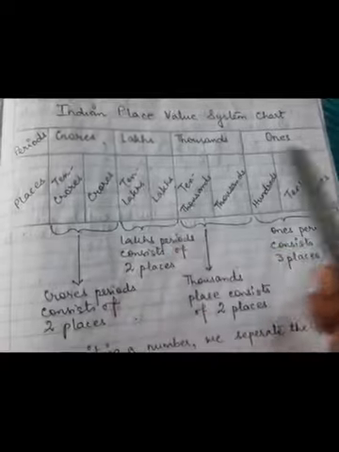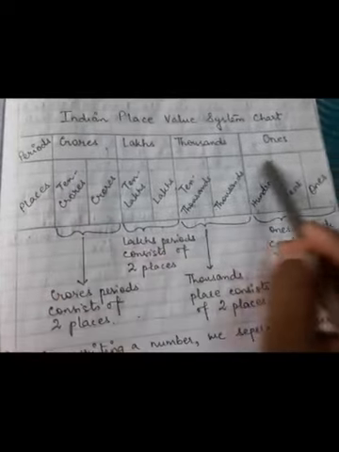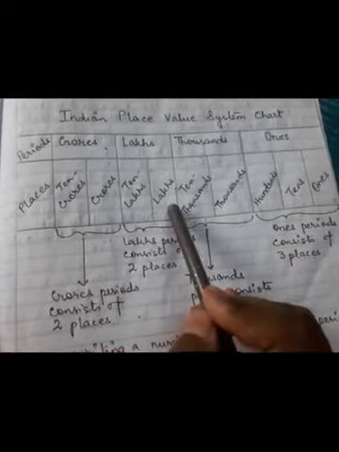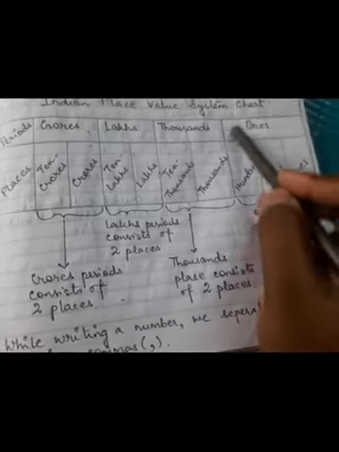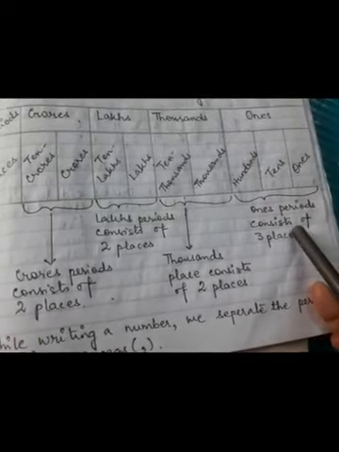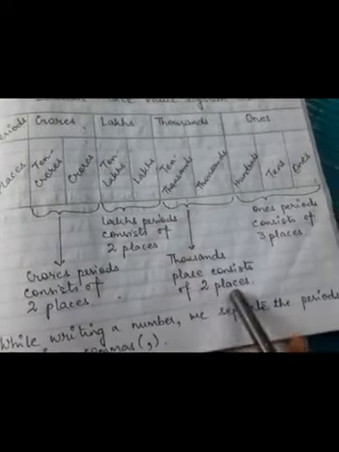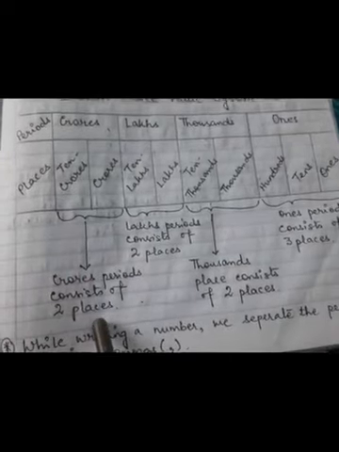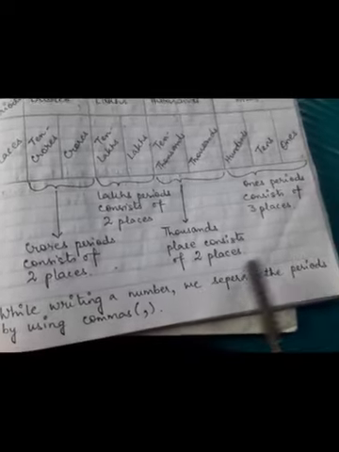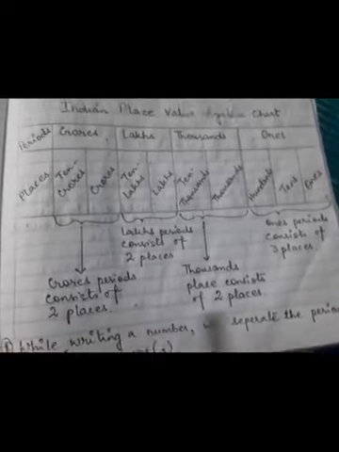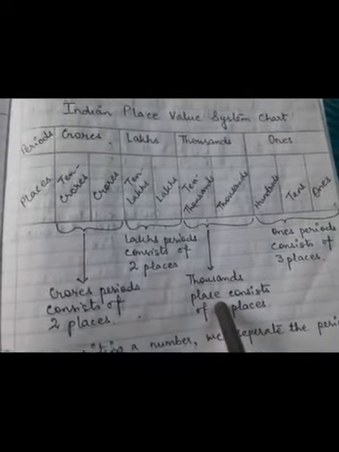So in our last class we learnt the periods and places of the digits. Ones period consists of three places, thousands period consists of two places, lakhs period consists of two places and crores period consists of two places. And the most important thing, while writing a number, we separate periods by using commas. This concept we did in our last class. Clear?